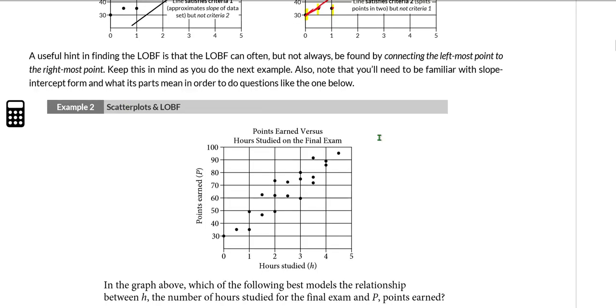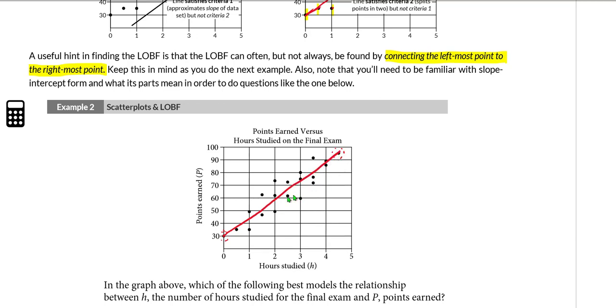On questions where you do have to draw the line of best fit yourself, the helpful hint here, I'm going to highlight this, is that connecting the leftmost point to the rightmost point can make it fairly simple to find out where the line of best fit should be. So if you look at example 2, we'll read this question in a moment, the leftmost point is here, the rightmost point is here. Often you can get away with simply drawing a line through those points. In fact, I'm going to go ahead and do that right now.